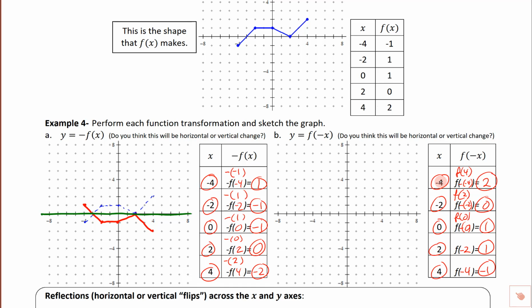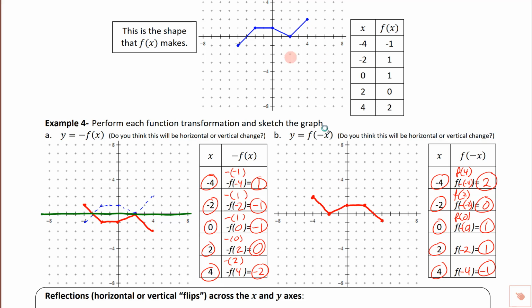So this is negative 4, 2. So we're going to go back 4 and we're going to go up 2. So we're going to go to right there. Negative 2, 0. So right here. 0, 1. So that's going to be right here. And then 2, 1, that's going to be right here. And then 4, negative 1, that's going to be right there. Okay, so this is going to look like this, and this, and this, and this.